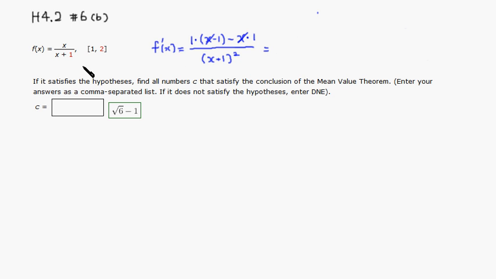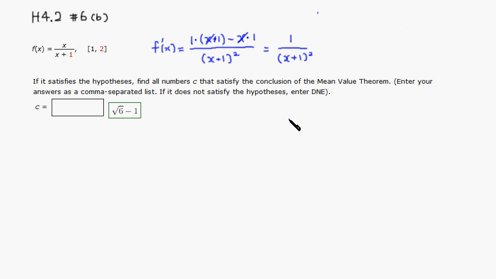Oh, actually, sorry, I messed it up. So this actually has a positive sign. It's actually a positive 1 over the quantity x plus 1 squared. So we found the derivative.